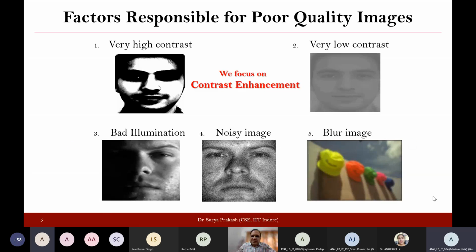So here I have listed some of the factors which are responsible for poor quality images. I have taken the example of face recognition, where you see the face images here, but this is true in general. Wherever you are using images, if the images have poor quality, then the quality of the results will not be good.